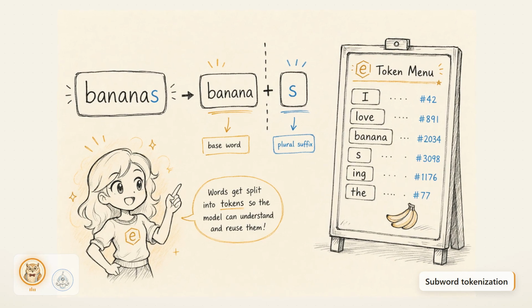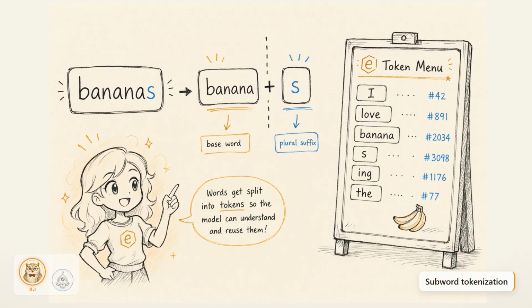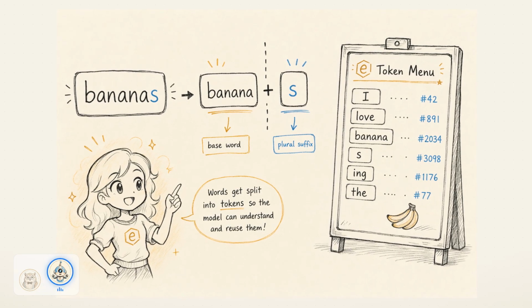Confident and wrong. I and love are 1 token each. But rarer words split into chunks. Bananas becomes banana plus es. The model keeps a fixed menu of common pieces and builds everything from those. That's subword tokenization. But why chop up perfectly good words?